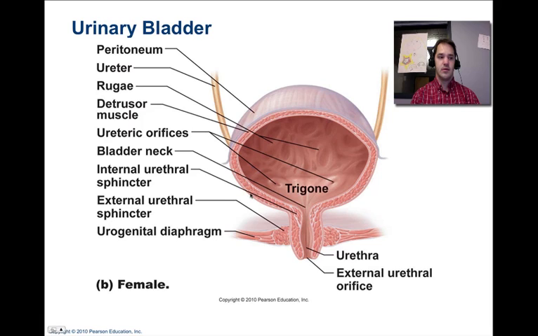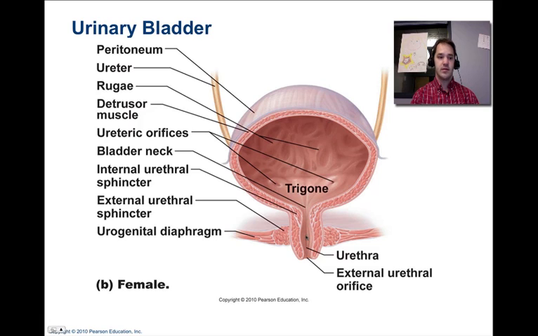The urethra is a muscular tube that drains urine from the body. It is 3 to 4 centimeters long in females, but closer to 20 centimeters in males. In females, it just carries urine. In males, it carries both semen and urine.